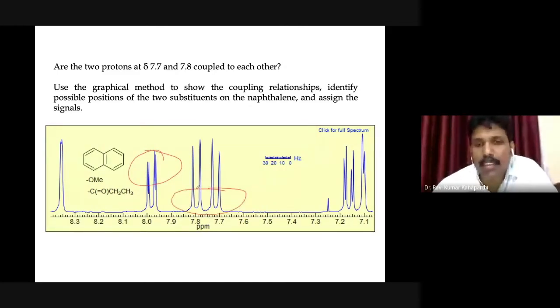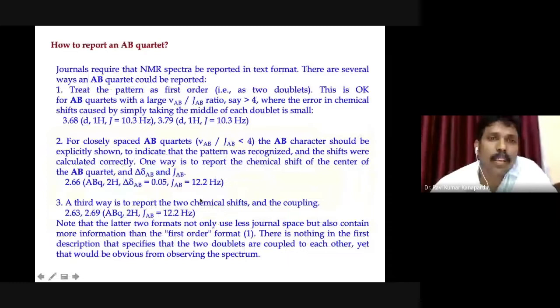They are not actually a doublet, right? They are not a doublet. In fact, they are coupled with something else. So we represent that differently. That is what this exercise describes. How to report an AB quartet is a very important thing.